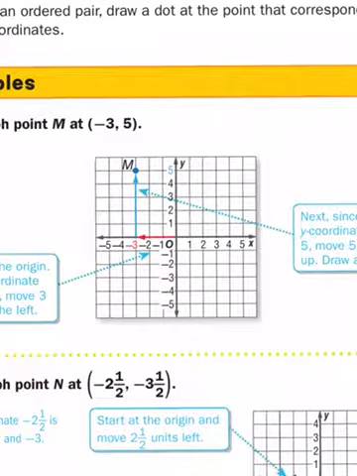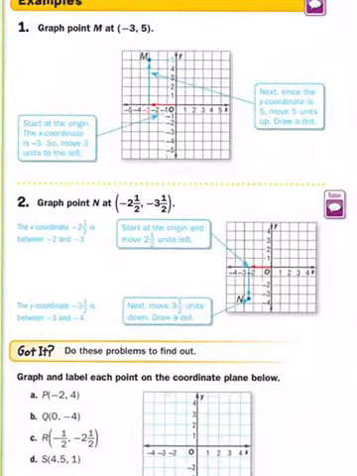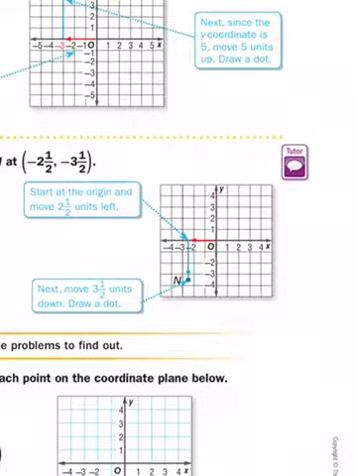Now example 2 is a little trickier because we have fractions. So this is graph point N at -2.5, -3.5. So you start at the origin, you go over to -2.5, which is between this -2 and -3, so you're right here. And you go down to -3.5. So 1, 2, 3, and -3.5 is here. Put your dot, label it N, that's it.